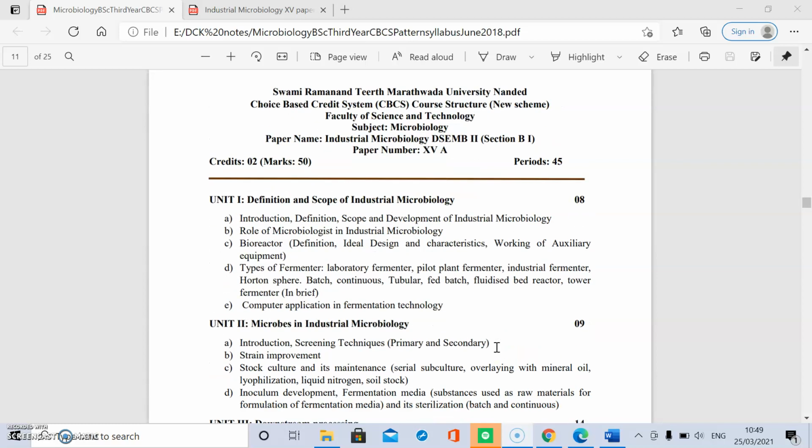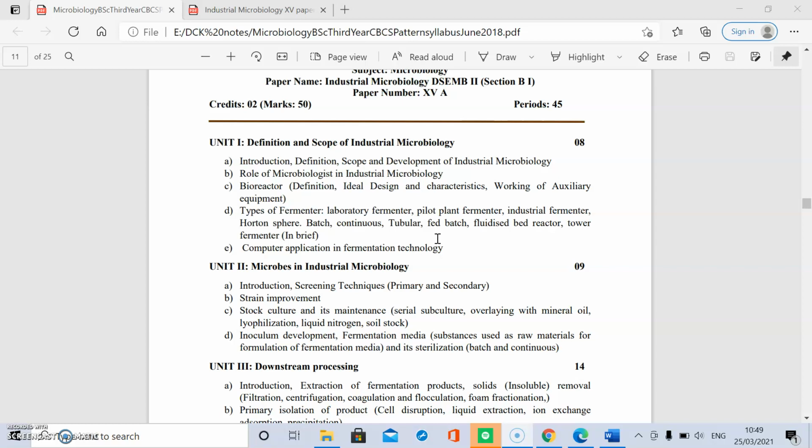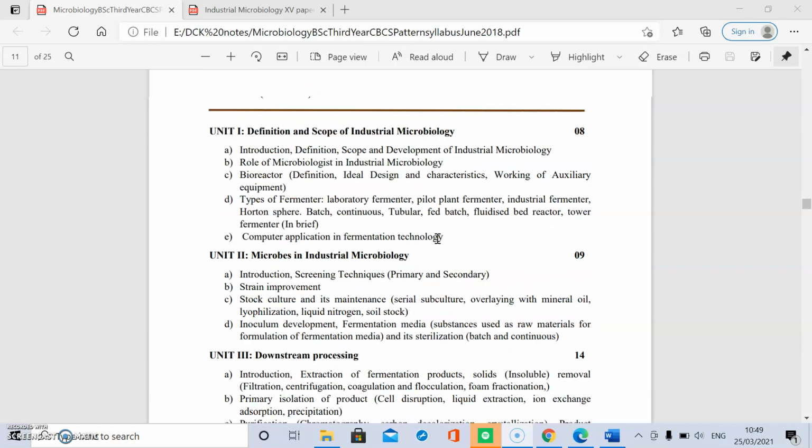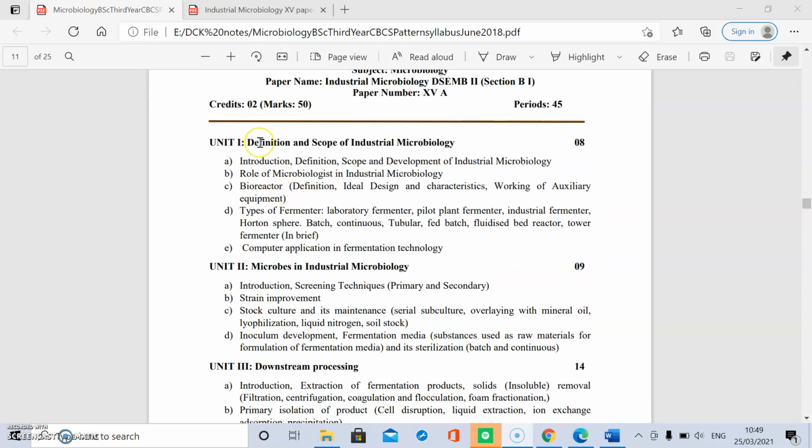Here, our sixth semester paper, Industrial Microbiology, is paper number 15A. This carries 50 marks. There are 4 units. Number 1 is definition and scope of industrial microbiology. In this there are 5 points we have to study.